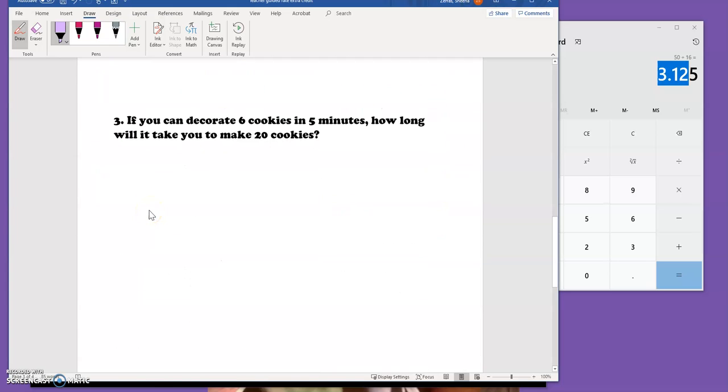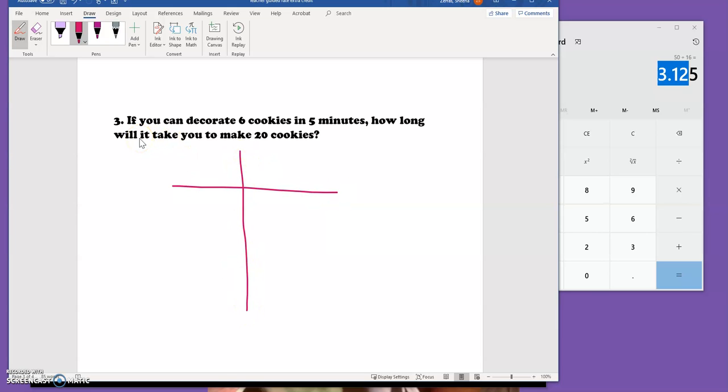All right, number 3. You can decorate 6 cookies in 5 minutes. How long will it take you to make 20? So in reading this, I'm recognizing this is different than the previous questions we've been working on. I am not told 2 unit rates. I am told 1 person's rate, and I'm going to use that to predict a different value. So to do this, I'll set this one up using a table.